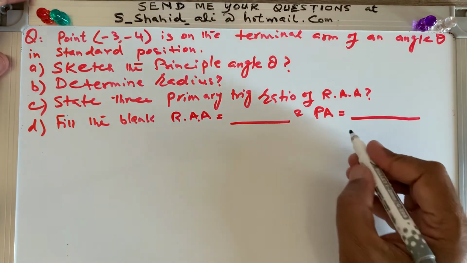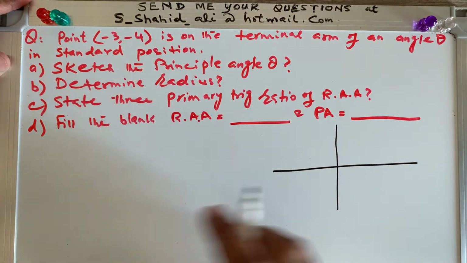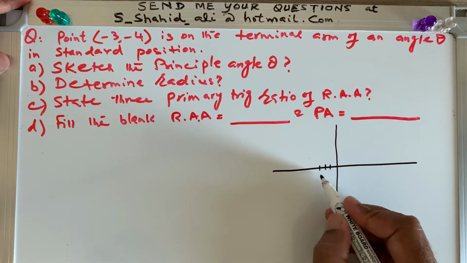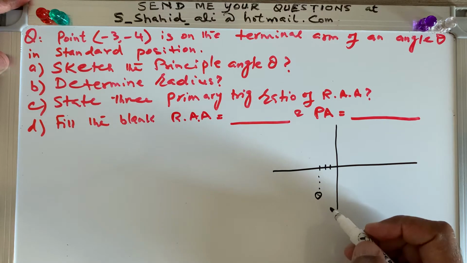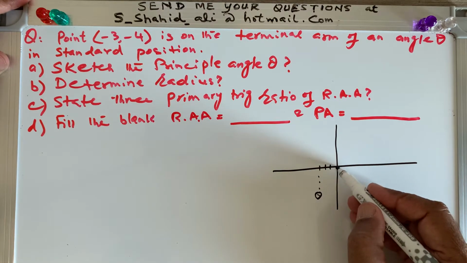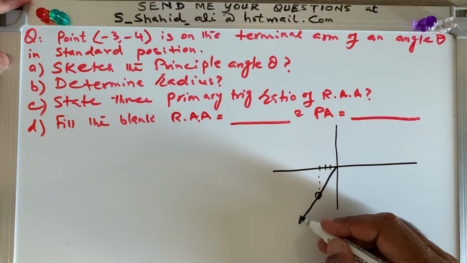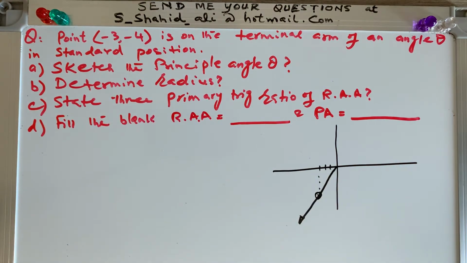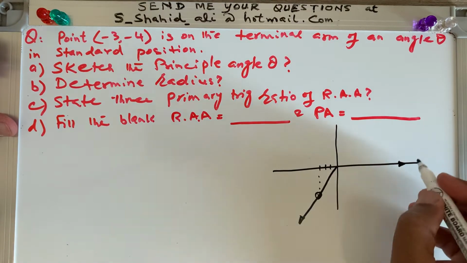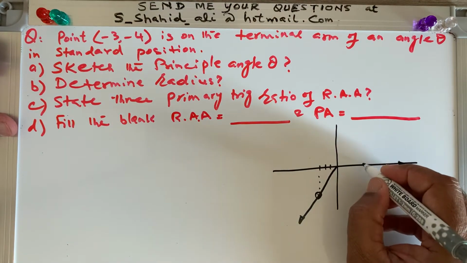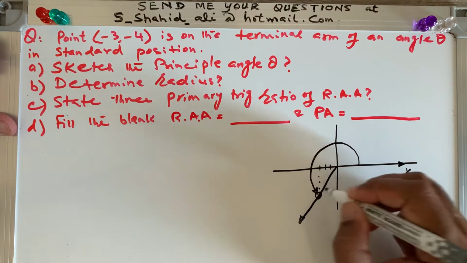So what we learn? So we have to draw first of all this (-3, -4). 1, 2, 3, -3. 1, 2, 3, 4. So my point is here, and he's saying that the terminal arm of an angle is here. So this is my terminal arm. Where is my initial arm? Initial arm is the x-axis, right? So initial arm and terminal arm. Where is my PA? PA will be this angle, right?